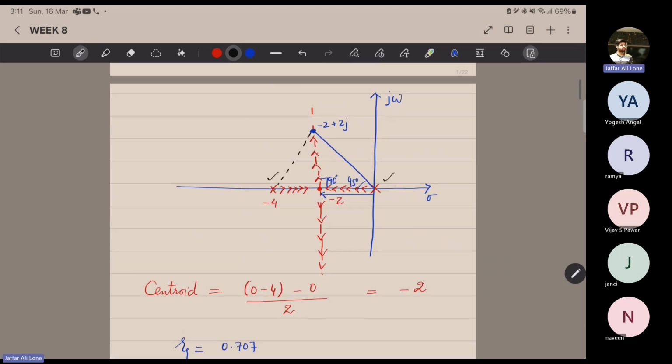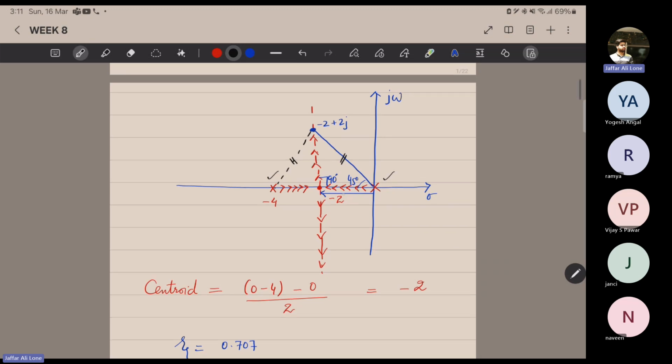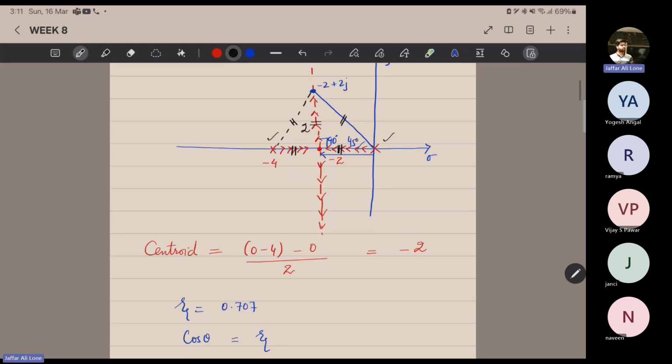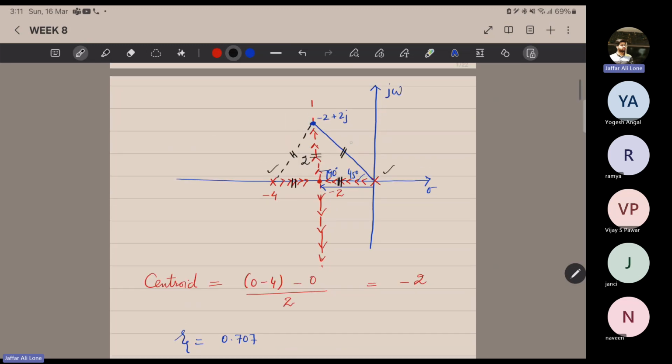Now, can anybody tell me what this distance and this distance are? Because multiplying these two distances will give me the value of k, right? So we know this part is 2, and this we calculated also as 2. Similarly, this is also 2. So we can use Pythagoras theorem and find this length.